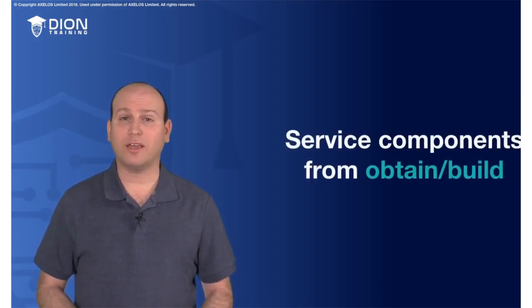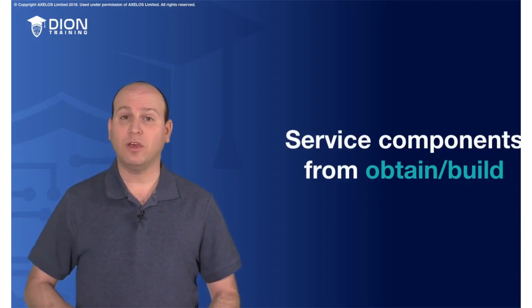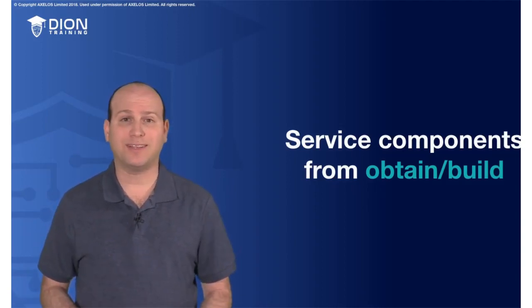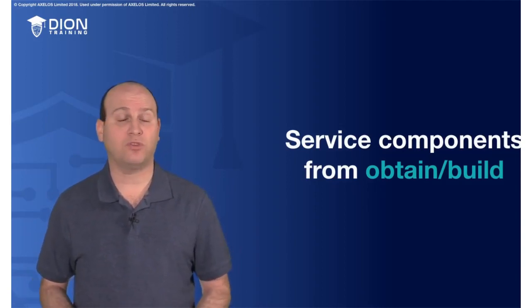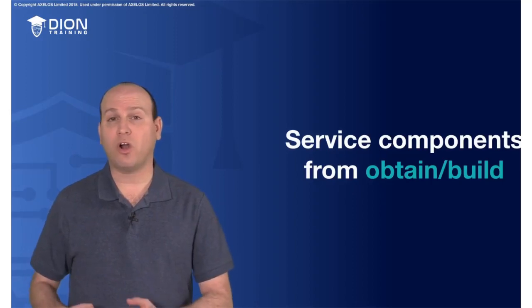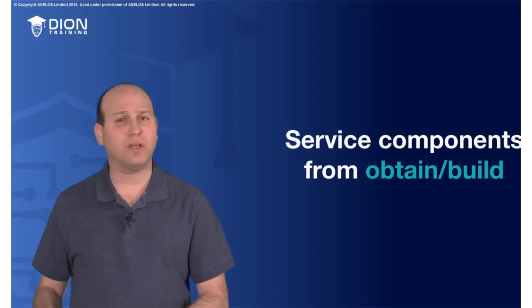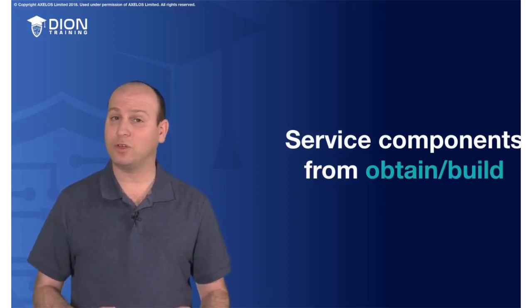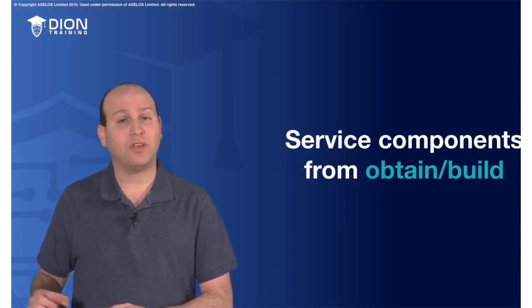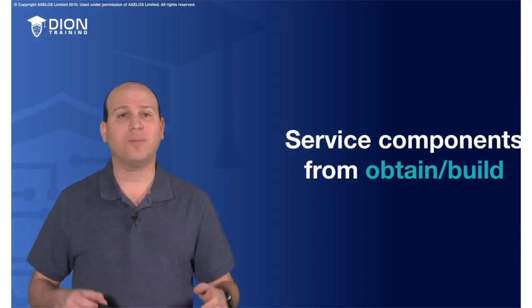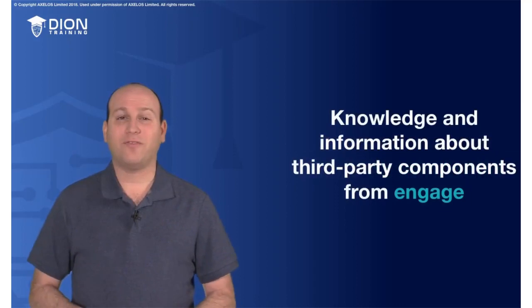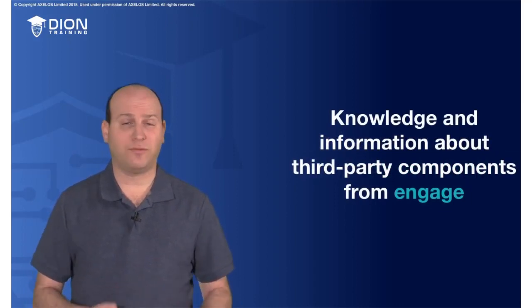Now, as we start looking at this, we're also going to take in some things that come from the obtain and build process. Things like what service components are available. Obtain and build already has a lot of things that have been built. Maybe as we're designing a new service, we can reuse some of the things that already exist and use them in our new service. And finally, we have to consider the knowledge and information.